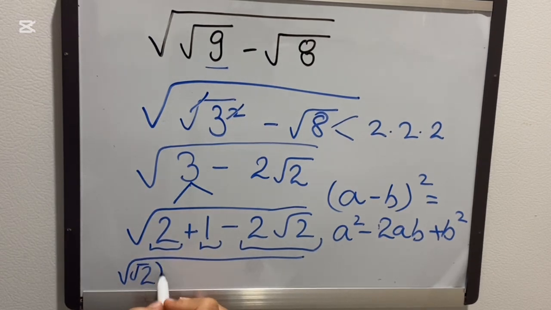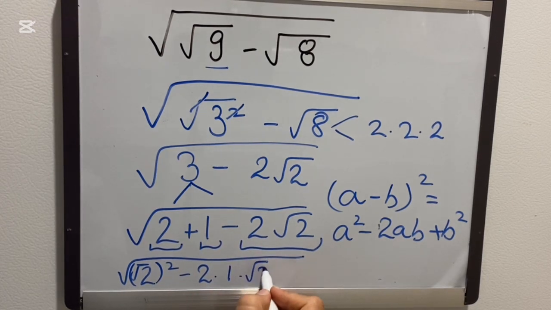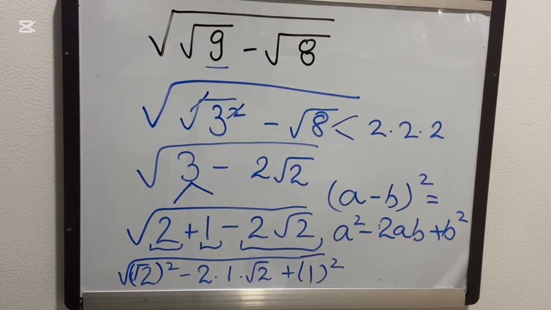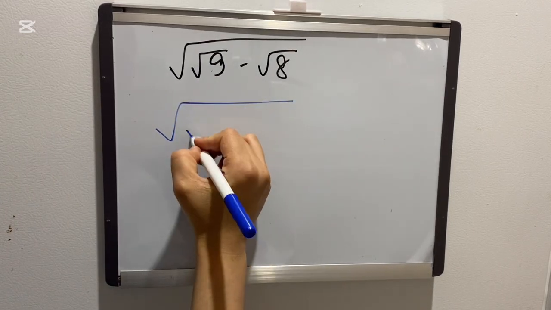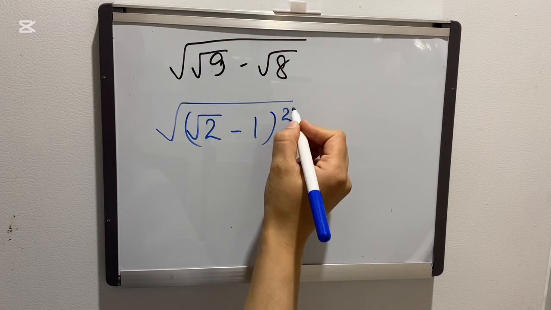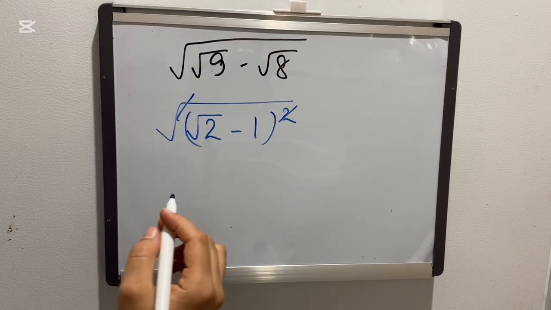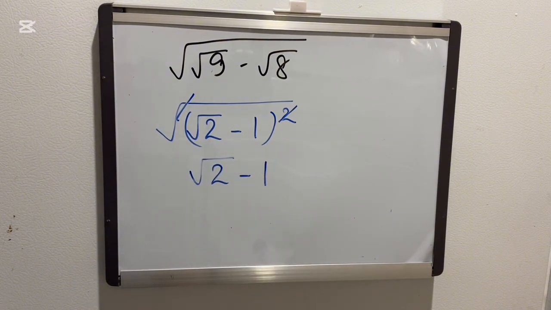square root of 2 squared, minus 2ab, plus 1 squared. So what we get here is square root of 2 minus 1 squared. Therefore we got square root of 2 minus 1.